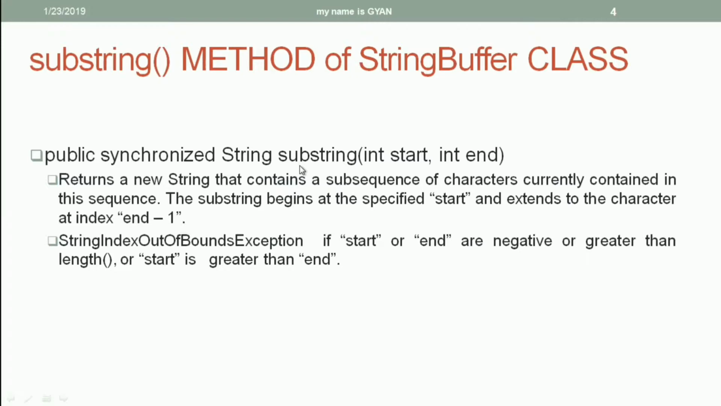Now the question is, what subset to take from the caller string buffer object? The substring to take from the caller string buffer object begins at the specified start and extends to the character at the index end minus 1. So it will start from the index start and it will end at the index end minus 1. The substring method throws string index out of bounds exception if start or end are negative or greater than length, or start is greater than end. Means if you take any of these 2 arguments negative, then the substring method will throw string index out of bounds exception.